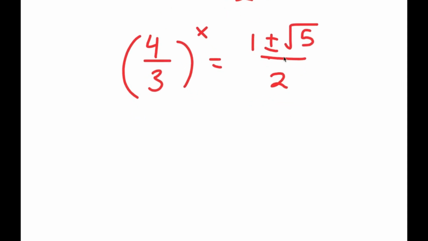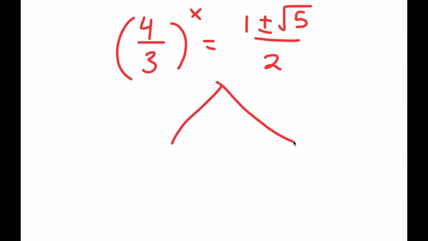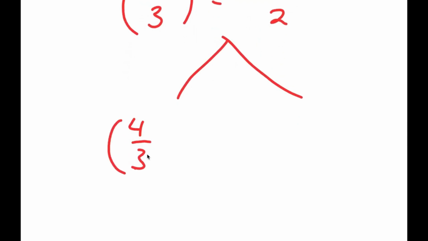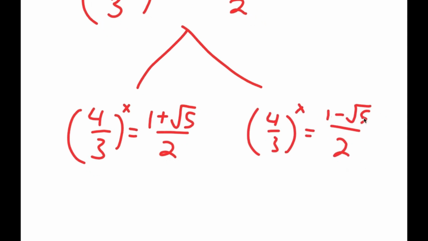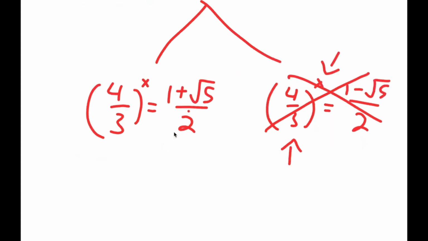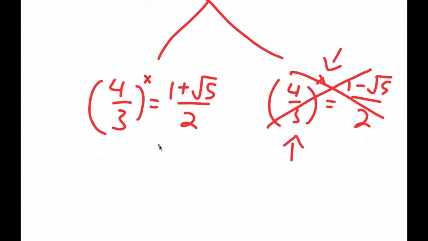Now, this gives me two equations. I get 4 over 3 to the power of x is equal to 1 plus the square root of 5 over 2, and I get 4 over 3 to the power of x is equal to 1 minus the square root of 5 over 2. Now 1 minus the square root of 5, that's going to be a negative number. And notice how this is a positive number to some power. Well, you can't take the power of a positive number and make it equal negative, meaning there's no solution to this equation, and all that's left is this equation.